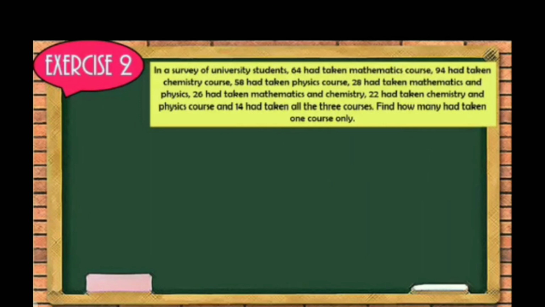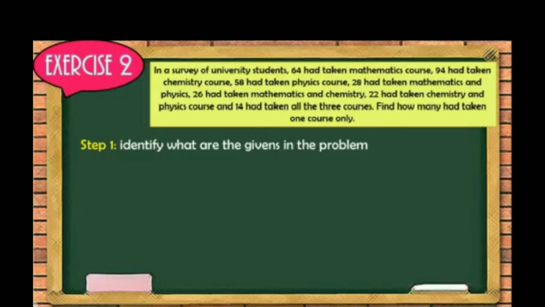Exercise number 2. In a survey of university students, 64 had taken mathematics, 94 had taken chemistry, 58 had taken physics, 28 had taken mathematics and physics, 26 had taken mathematics and chemistry, 22 had taken chemistry and physics, and 14 had taken all 3 courses. Find how many had taken 1 course only. We're going to follow the steps.